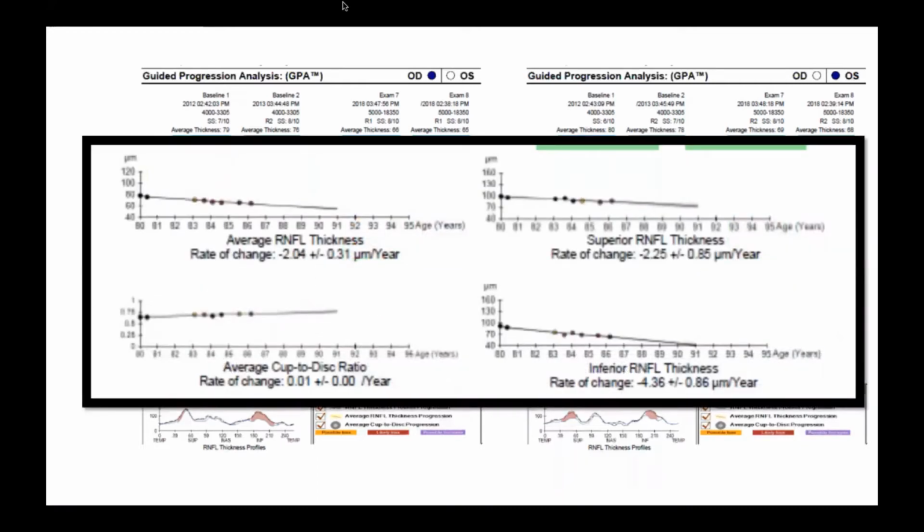If we look at the same period of time for our OCT, we can see that he clearly developed some pretty significant inferior nerve fiber layer thinning in the right eye, some superior thinning as well, but predominantly inferior. And then in the left eye, we see really pretty dramatic nerve fiber layer loss over that period of time, both superiorly and inferiorly. And so we can look at these slopes. You can see that the average nerve fiber layer thickness is changing at probably twice the rate of a stable glaucoma patient. We see changes in the superior, inferior, and cup disc ratio as well.